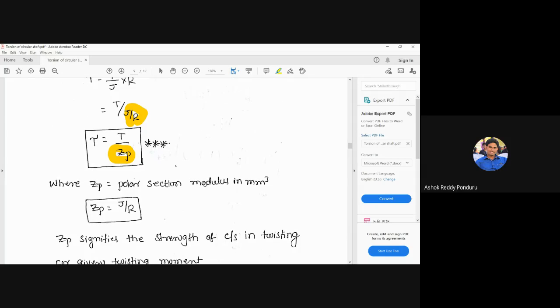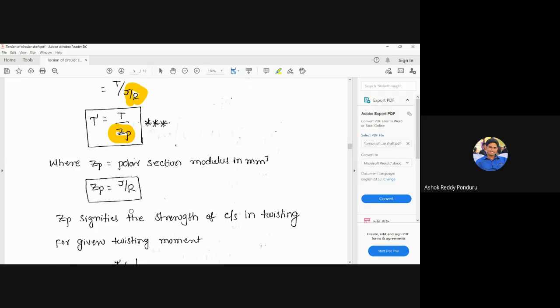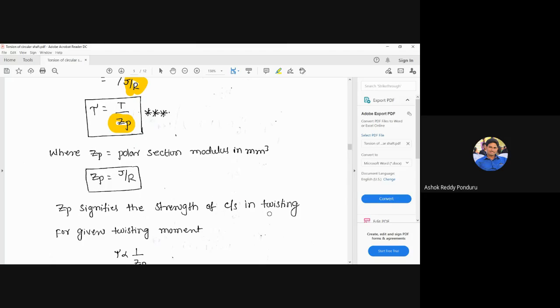Just look here, the polar section modulus is in mm cube, because J is in mm to the power 4 and R is in mm, which cancels to give mm cube. Then ZP is equal to J by R. ZP signifies the strength of the cross section in twisting. Already I said that in the bending equation, Z signifies the strength of the cross section in bending.